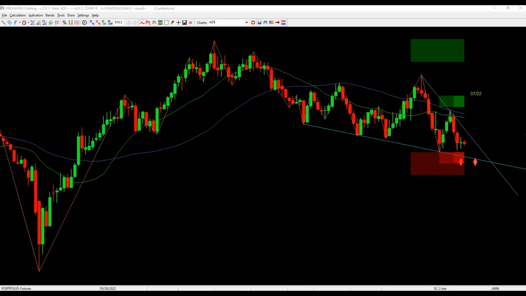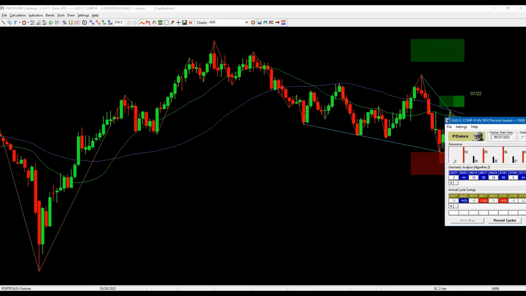For example, I'll just plop in this FDates app here. You can see this. It has various analyses, however you like to say it. And I've just got the main one open here. There's other things like recent cycles, algorithms, cycle expansions, and so forth. But I have this thing showing here.